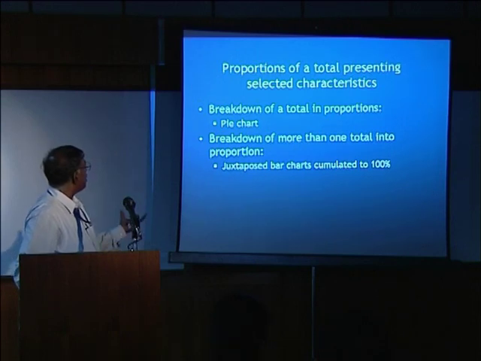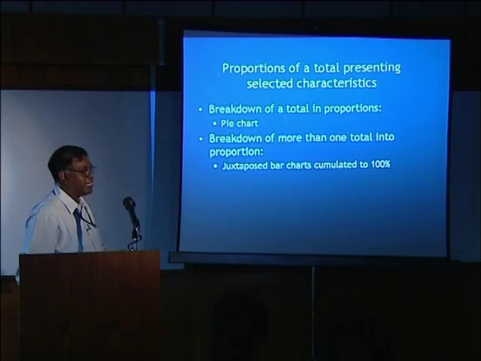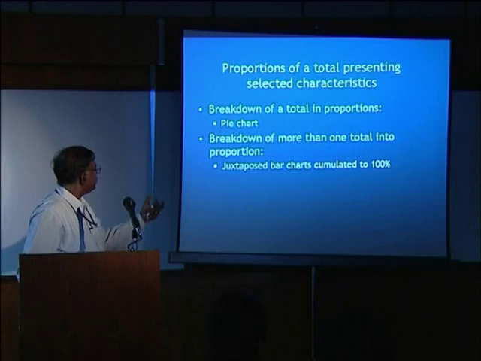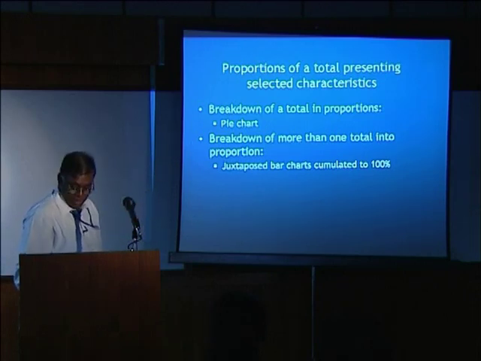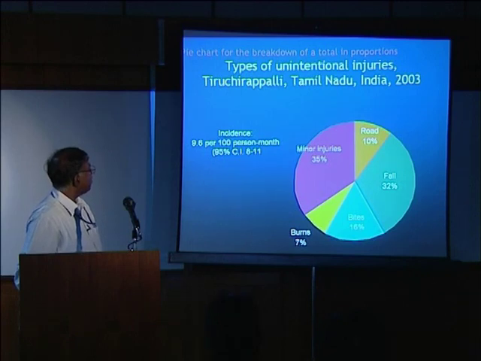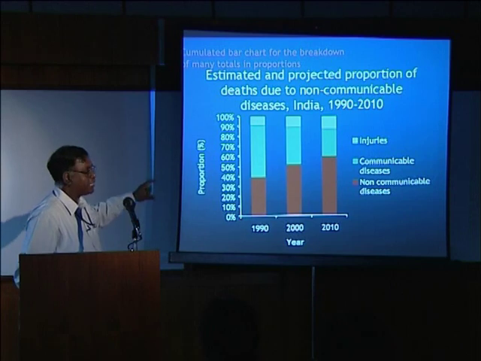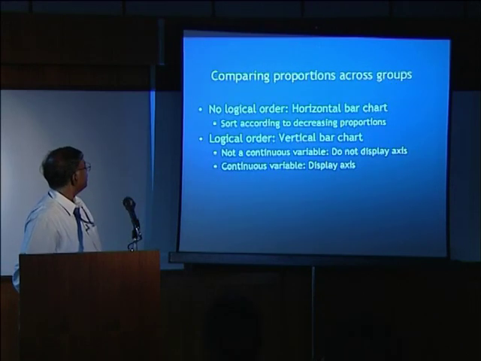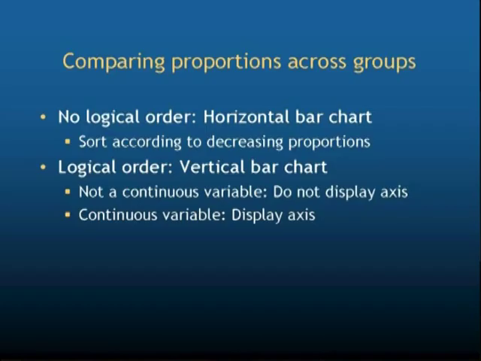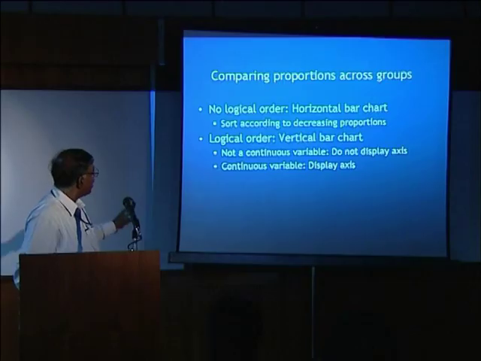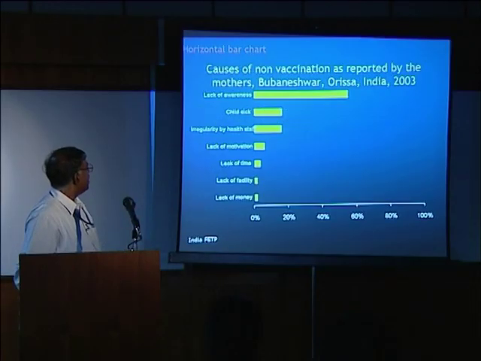Then, if you want a breakdown of total proportions into different characteristics, you go in for a pie chart. For a breakdown of more than one total into proportions, you go for stacked bar charts. This is an example of a pie chart, this is an example of a stacked bar chart. And for comparing proportions across groups, a horizontal bar chart would be a good one.